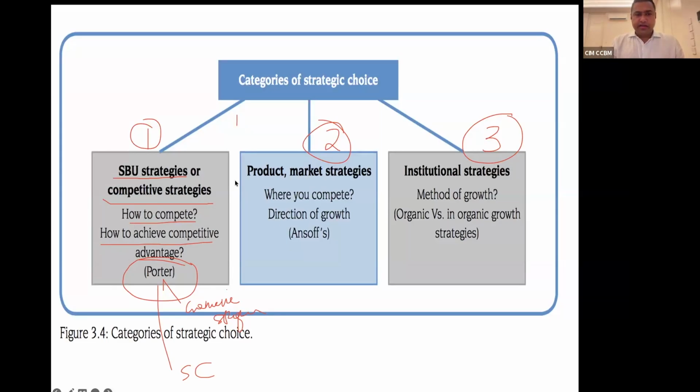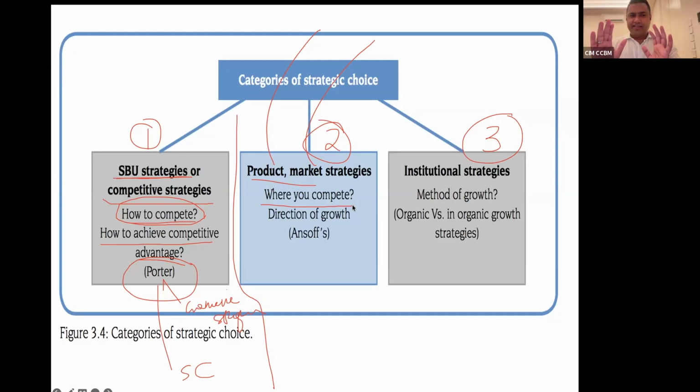And the second type of strategy is called product market strategies. What are the products you're going to introduce? What are the markets you're going to be in? So if SBU strategies talk about how each SBU must compete, product market strategies will talk about where, in which products, and in which markets should we be in.